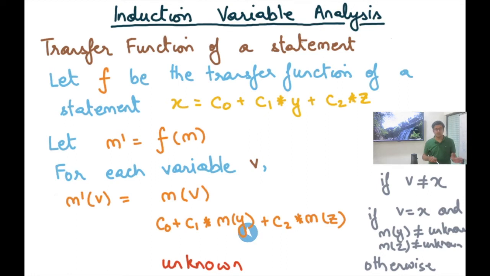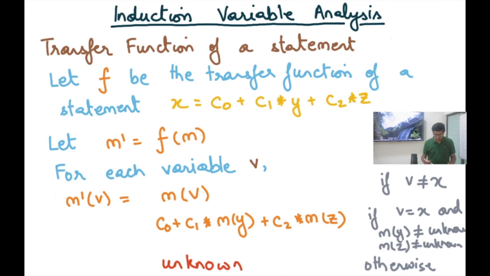But if my does not evaluate to an unknown value, and similarly mz does not evaluate to an unknown value, in which case it is evaluating to some expression, then the new expression would be formed by this expression c0 plus c1 into my plus c2 into mz. Notice that we are only talking about affine expressions. If the original expressions my and mz were affine expressions, this combined total expression is also going to be an affine expression. And finally, the third case is otherwise.